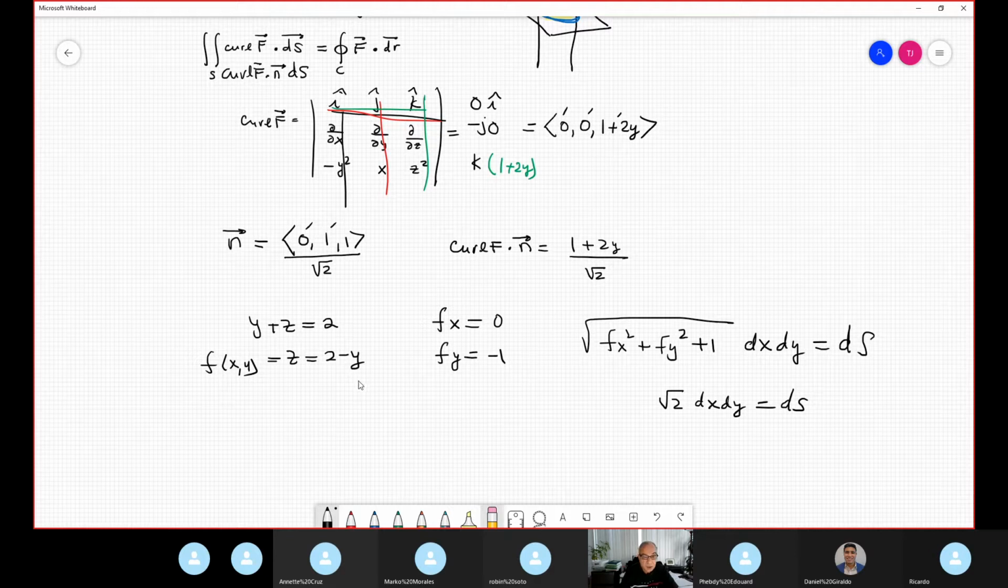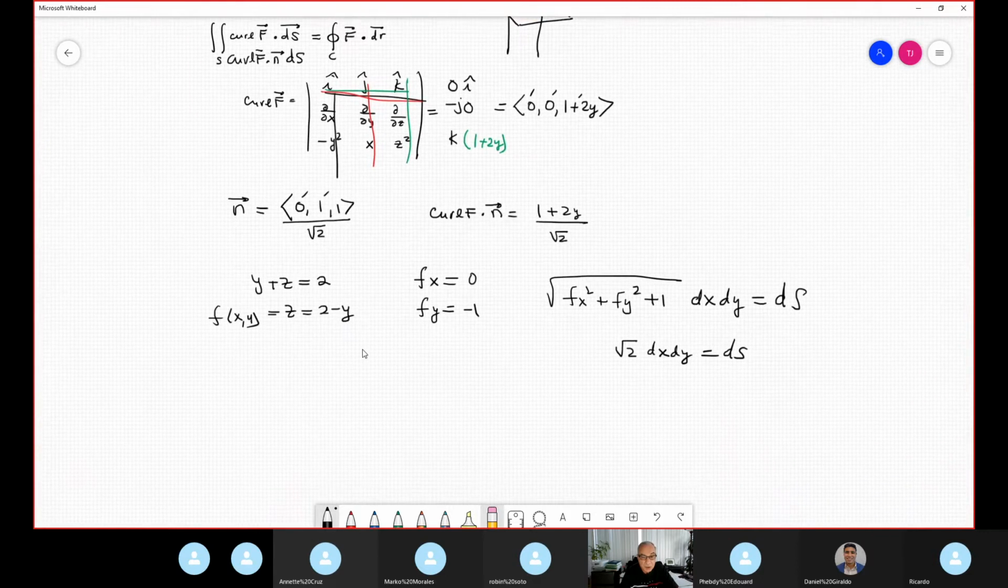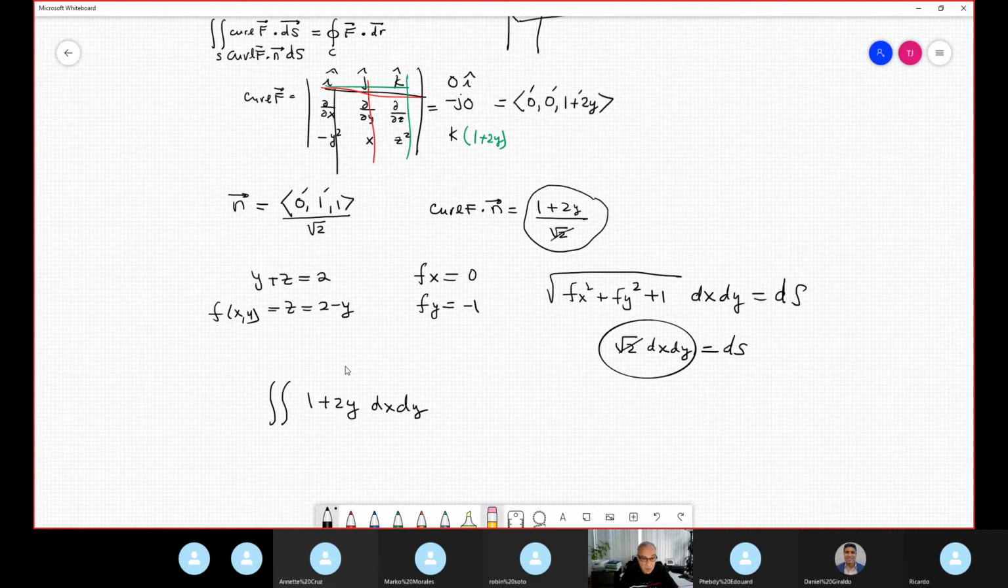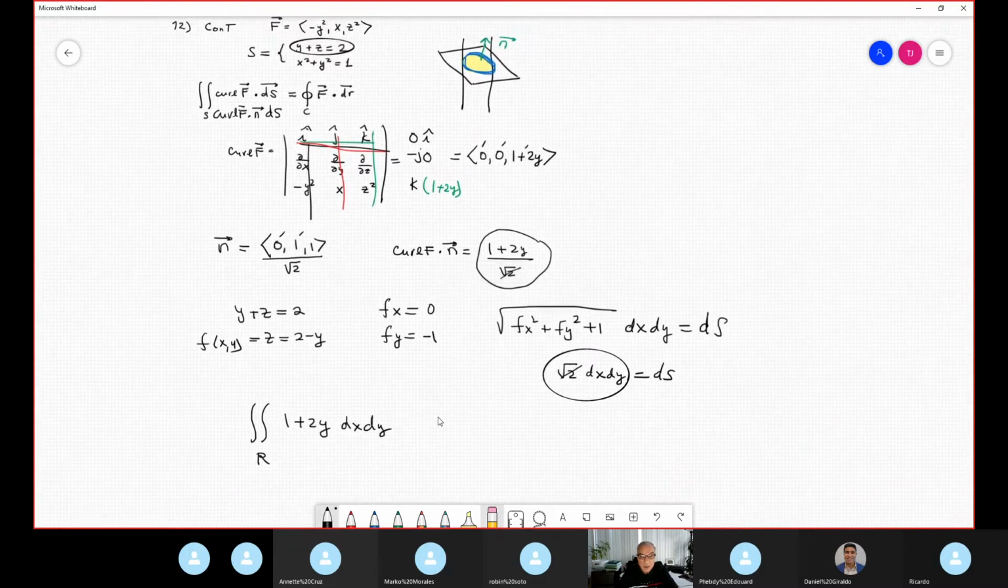In this case, no surface anymore, it's a double integral. You transform the surface integral into a double integral. So now, remember, it's this multiplication by this. It's obvious the square roots cancel out, and the answer is 1 plus 2y dx dy. Easy. And the region R, I have no idea what the region R is yet. But remember, the region R is the projection of this surface, the yellow surface, onto the xy plane.